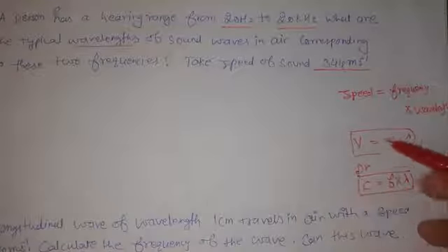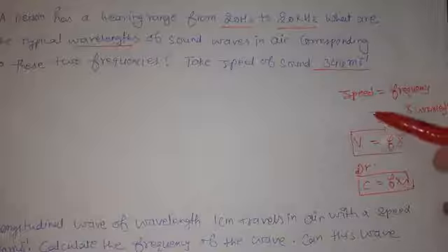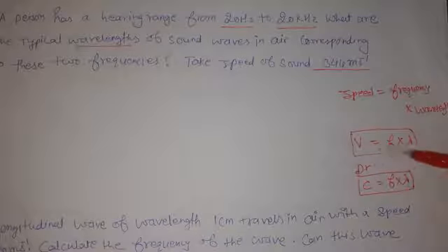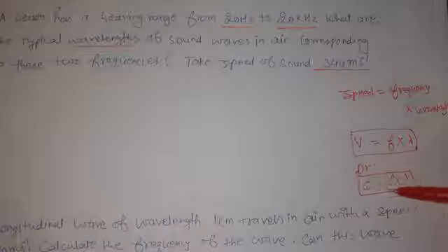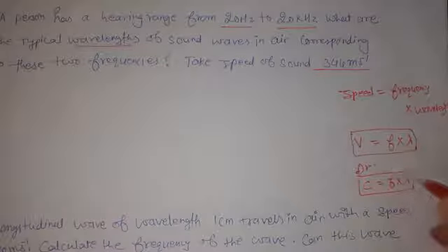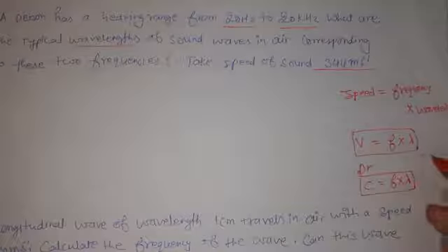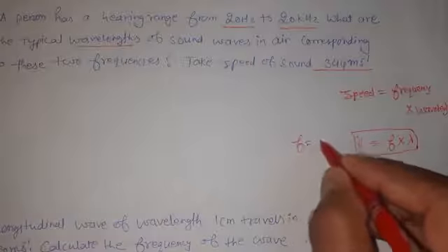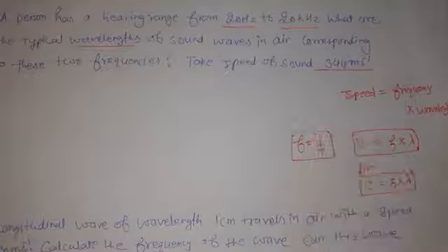Remember that if the speed of the wave is less than the speed of light, you can write it as frequency into wavelength. If it travels with the speed of light, then c is equal to frequency into wavelength. Frequency is the reciprocal of the time period. We can note this down, it is an important formula.